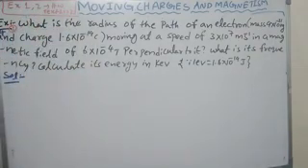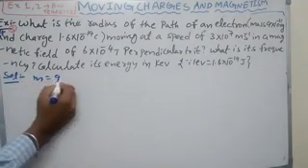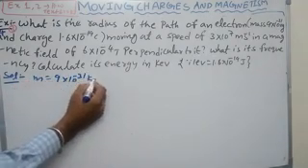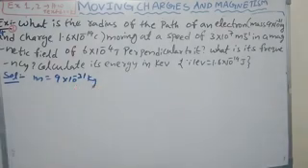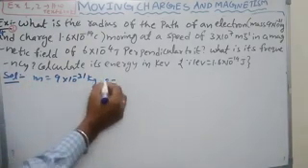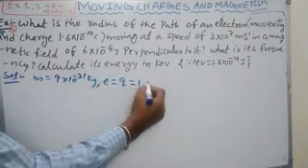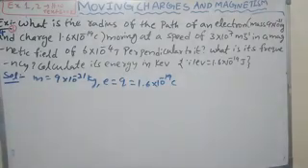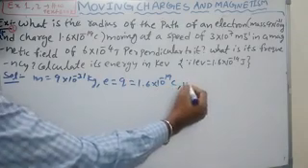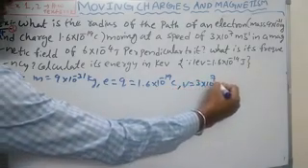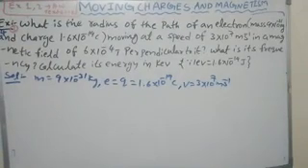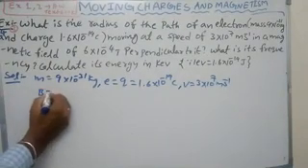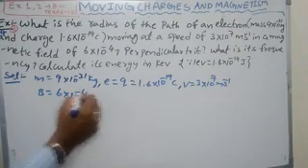See, what is the radius of the path of an electron? Okay, the mass of the particle is given: 9 into 10 power minus 31 kg. And the charge, Q is equal to e, is 1.6 into 10 power minus 19 coulomb. It is moving at a speed V of 3 into 10 power 7 meter per second. And the magnetic field B is equal to 6 into 10 power minus 4 Tesla.